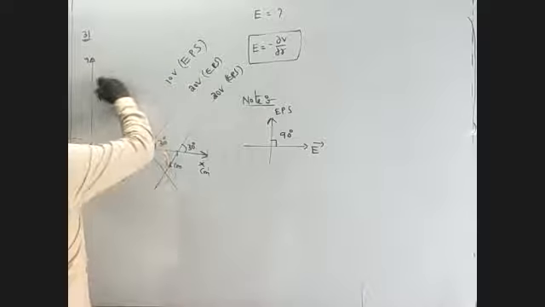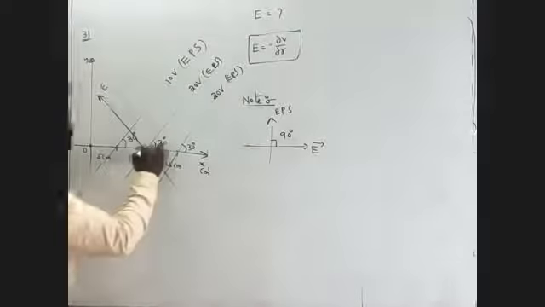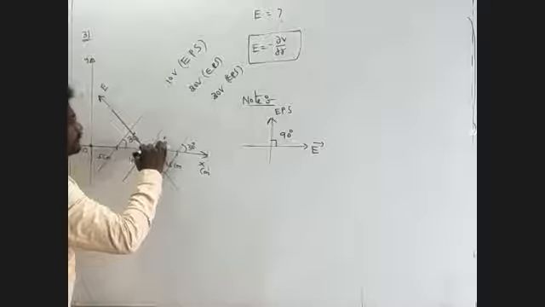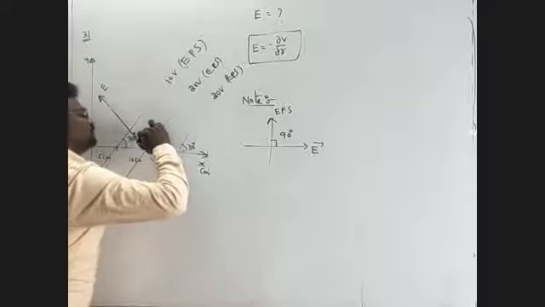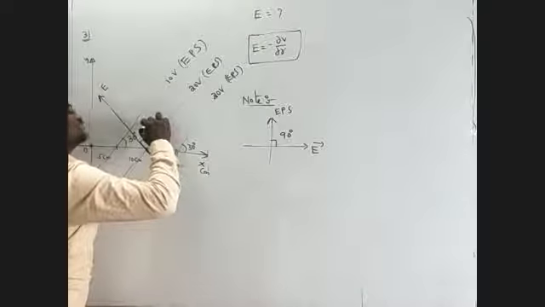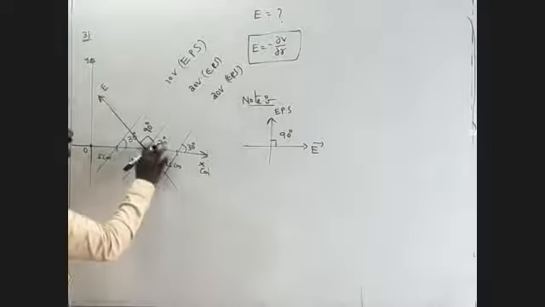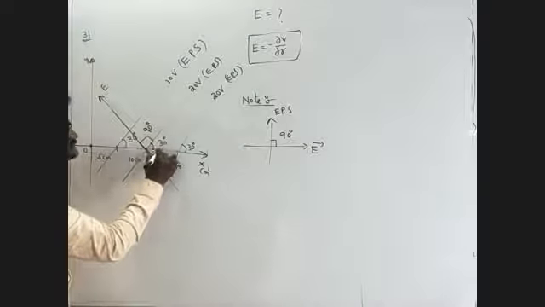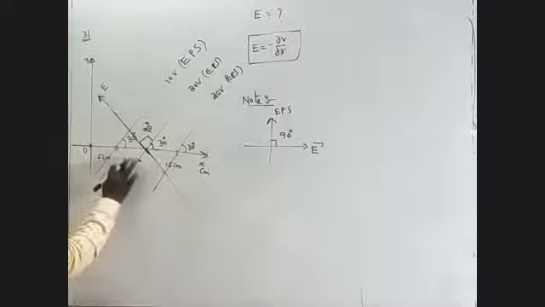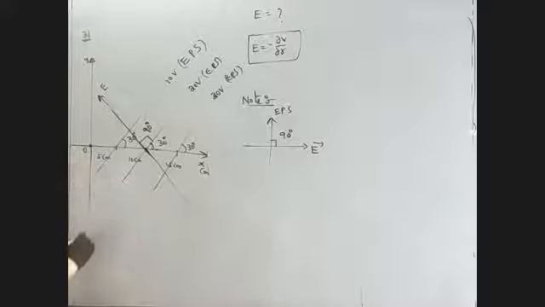This is the electric field. You see, from here to here is 90 degrees. You see clearly, 90 degrees. This is the 30 degrees. Okay, clear? Come to the point.